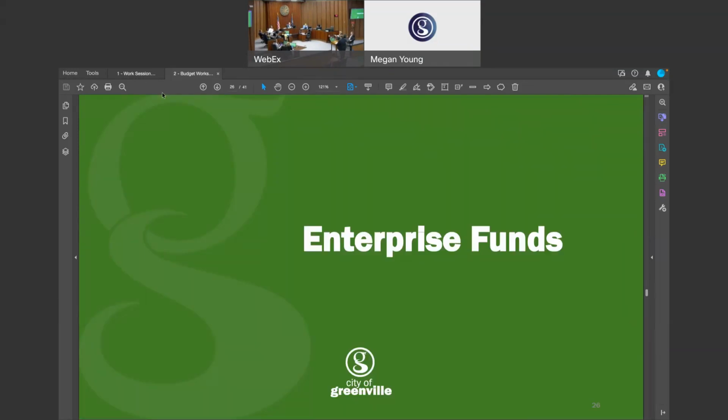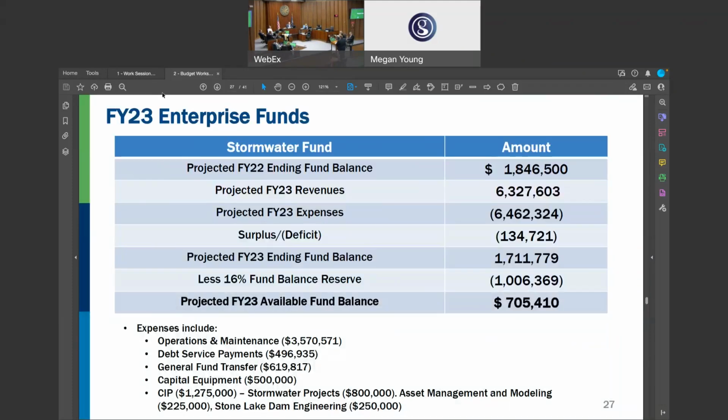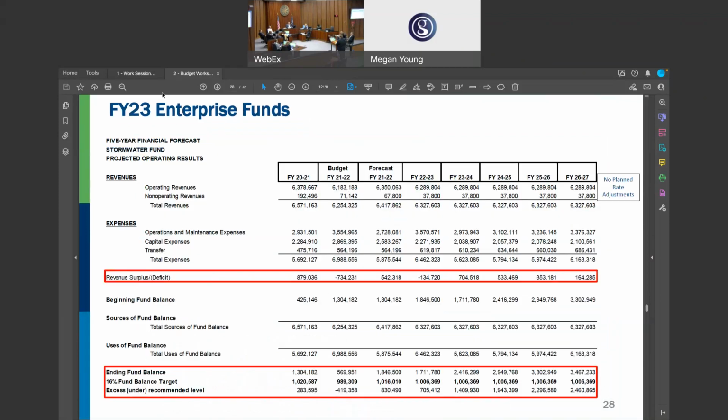Thank you, sir. Enterprise funds is our third bucket of funds. So first bucket, general purpose. Second bucket, restricted for tourism-related purposes. And third bucket is for our business type activities. The expenses of these funds are restricted primarily to the purpose for which the revenue was generated. So sewer funds get spent on sewer projects, stormwater funds spent on stormwater projects, et cetera. So we'll start with the stormwater fund, maybe.